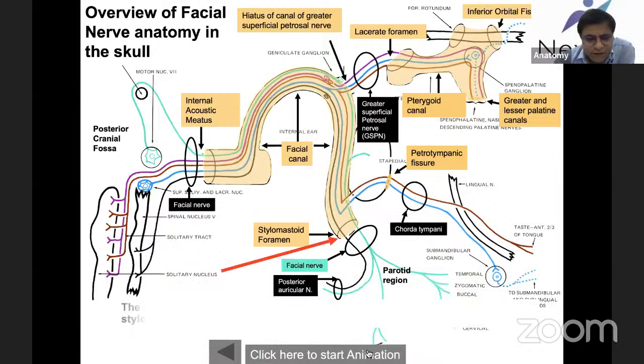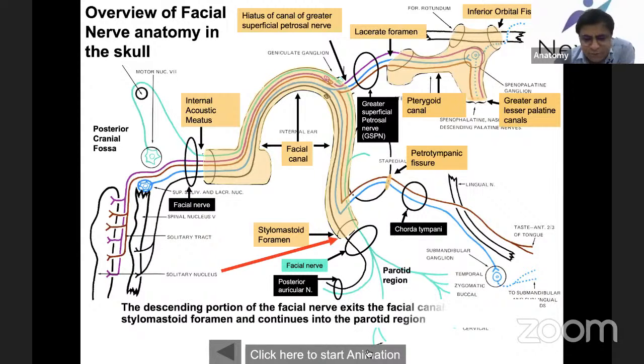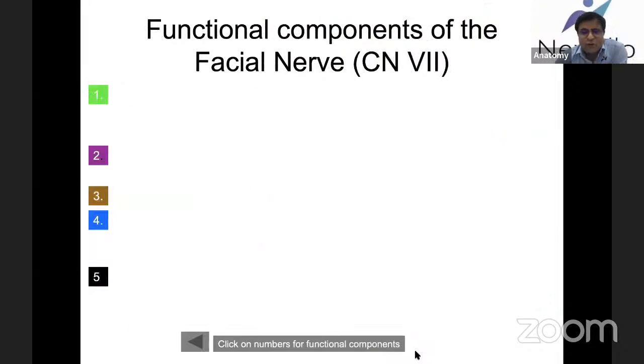Here you see the descending portion of the facial nerve exits the facial canal at the stylomastoid foramen and continues into the parotid region. I have taught you about all the branches emerging from the facial nerve and its course within the cranium itself. Now you are seeing the functional components. You should know about each of these functional components.